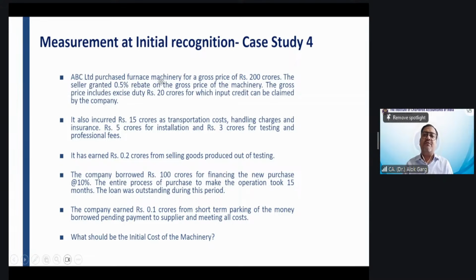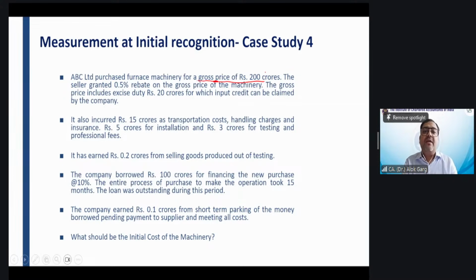ABC Limited purchased furnace machinery for a gross price of 200 crore. Please mind the words. Gross price. जब आप क्वेश्चन पढ़ोगे बड़े ध्यान से पढ़ना, क्या लिखा है? ग्रॉस. What is meant by gross? ऑल इंक्लूसिव. Gross price of 200 crores.